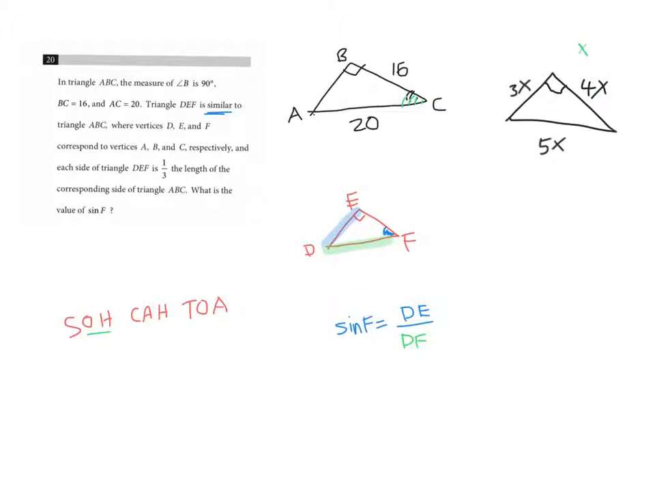So I'm going to write that. X in this case is 4. So in other words, 4 times 4 gives me 16. 5 times 4 gives me 20. And 3 times 4 will give me a 12 over here. So actually, this is 12 right there.